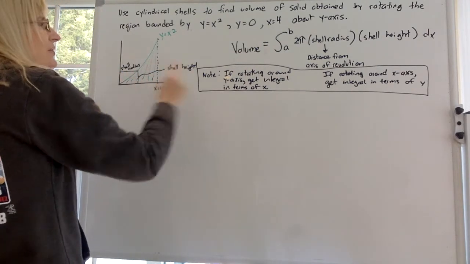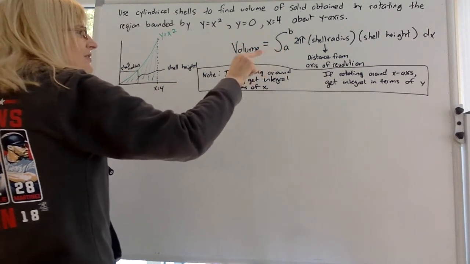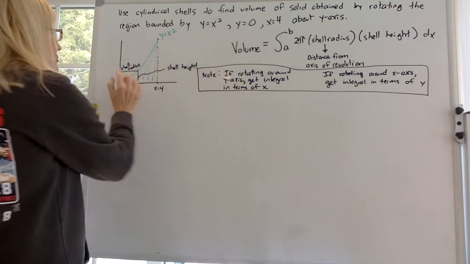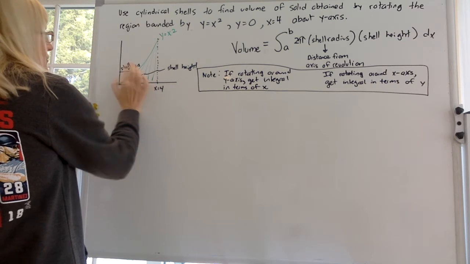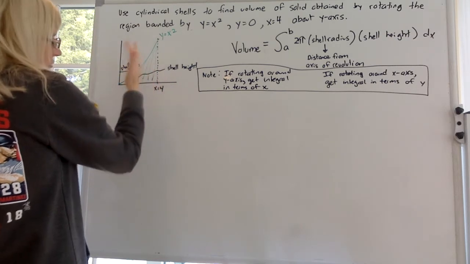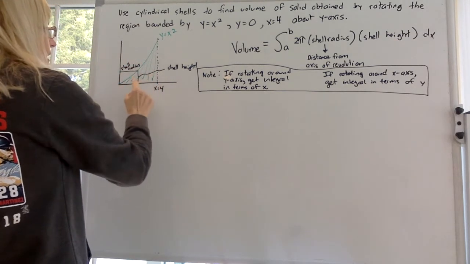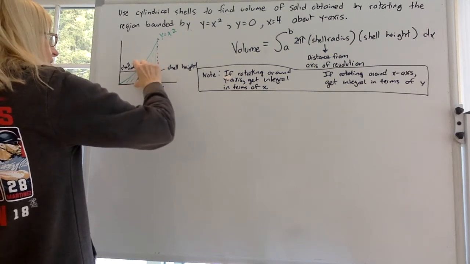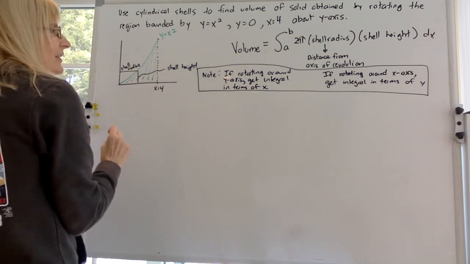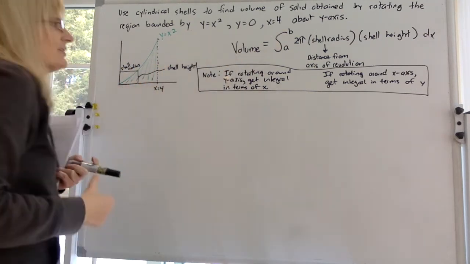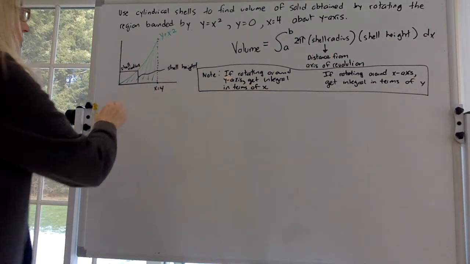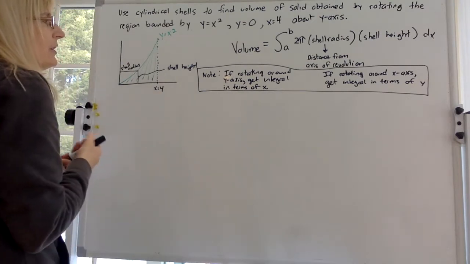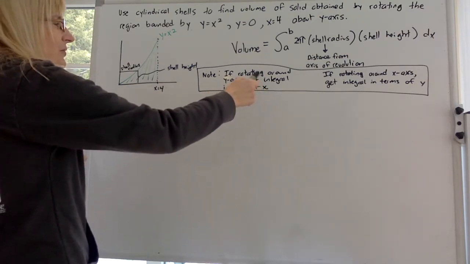the distance. I always remember the shell radius is the distance from the axis of revolution. So the radius of the shell, which makes sense, is the distance from the y-axis. So this is a particular shell at this point, okay? And what's the height of this shell? From here to here, right? And the width of the shell is dx. Okay, and we're going to integrate from x equals what? 0 to 4.